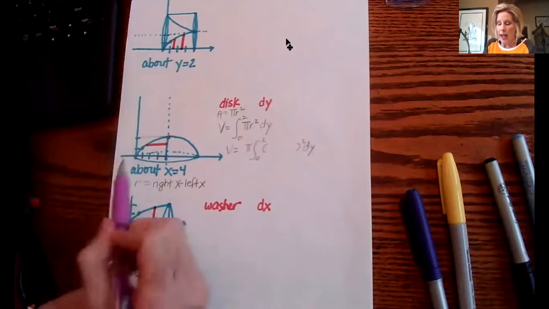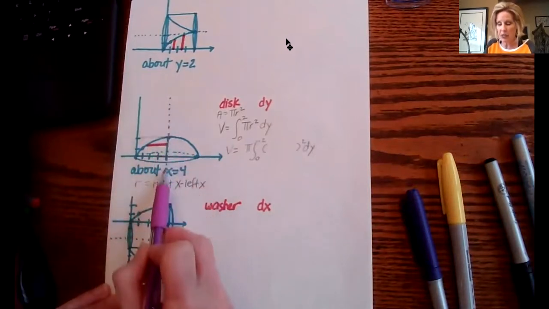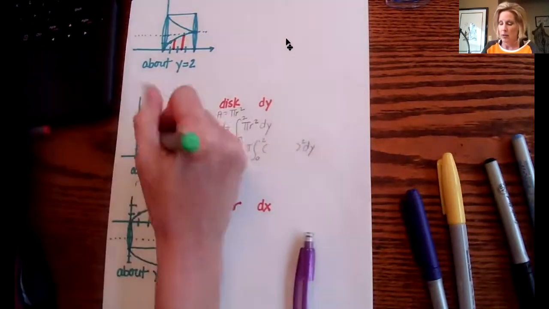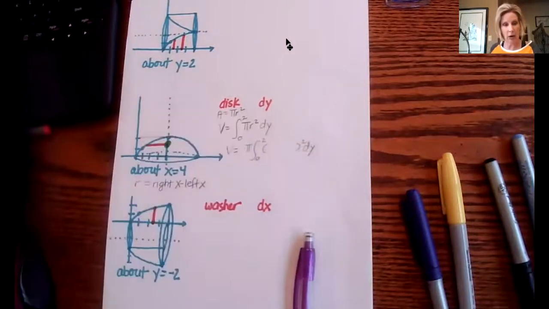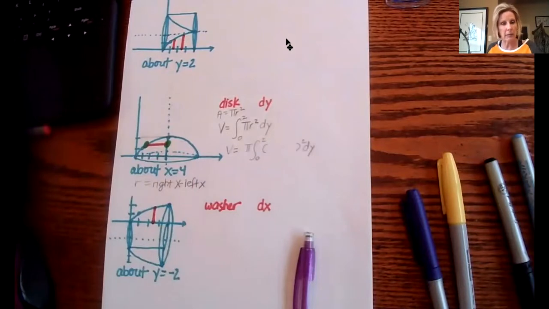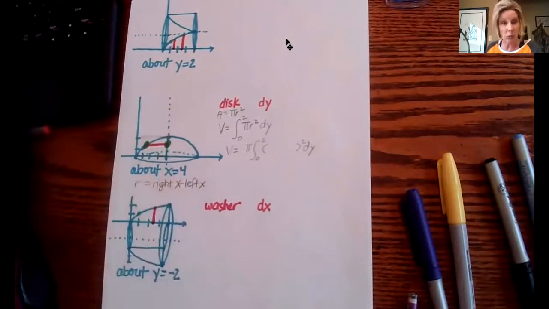Well, I have to start with this segment, okay? The axis of rotation's here. So I'm going to have to go from this right x there to my left x there. I don't have to do big minus little, just right minus left because I don't have a washer. It's not a big r squared minus a little r squared. Well, my right x is just x equals 4.